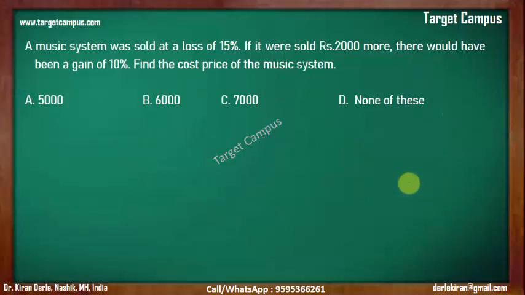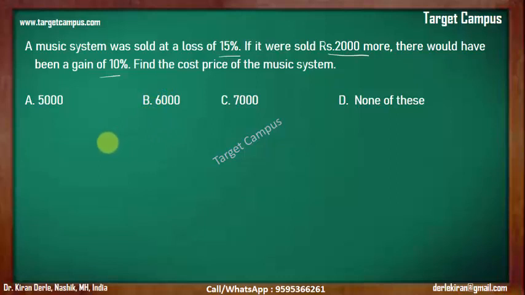Let's move forward. A music system was sold at a loss of 15%. If it was sold for 2000 rupees more, there would have been a gain of 10%. Find the cost price of the music system. Again, you can take 100 and go with the given things. You can also go with X in this question.